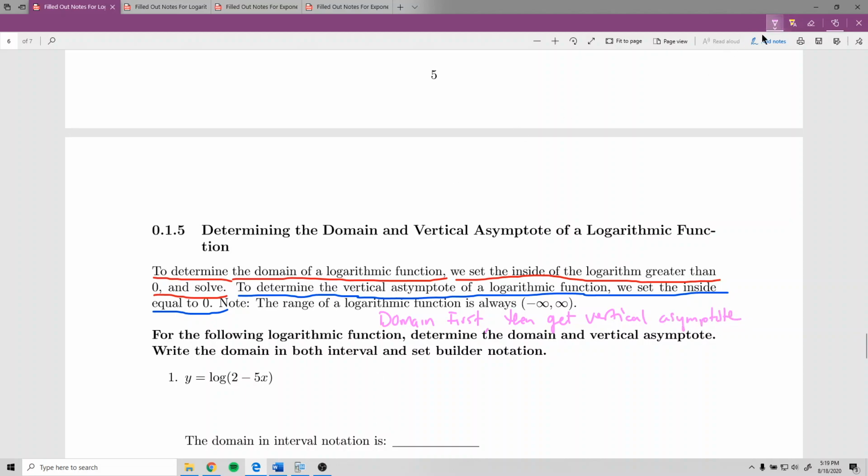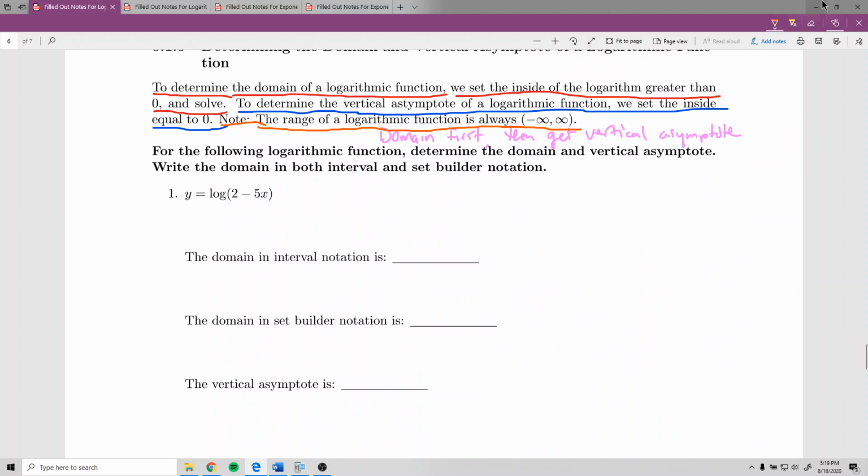One thing some of the questions like to ask is, what is the range of the logarithmic function? Unless you have a really, really weird one, which we won't see in this class, the range is always negative infinity to infinity. We talked about before how we generally don't ask that question for functions, the range, but this is one we can answer.